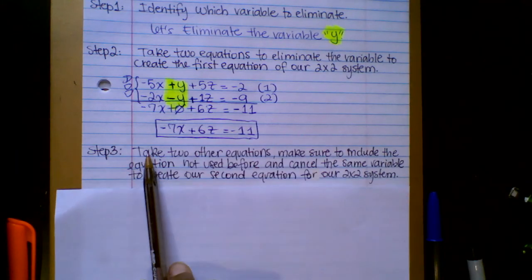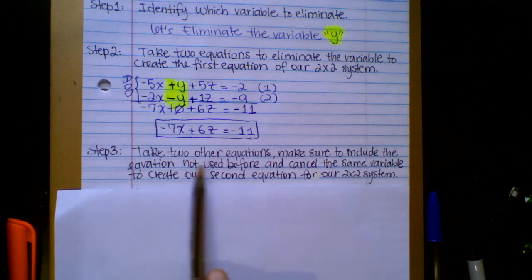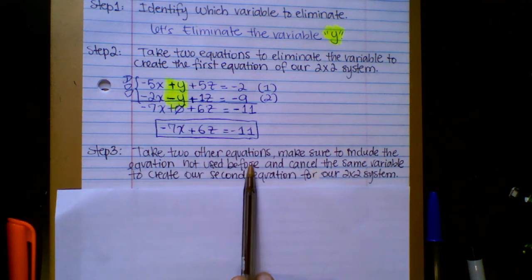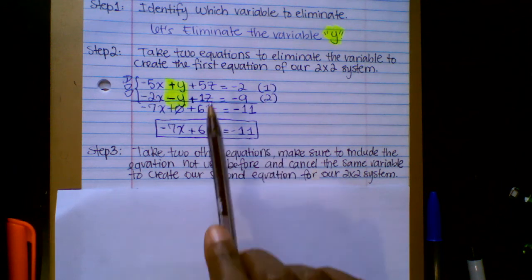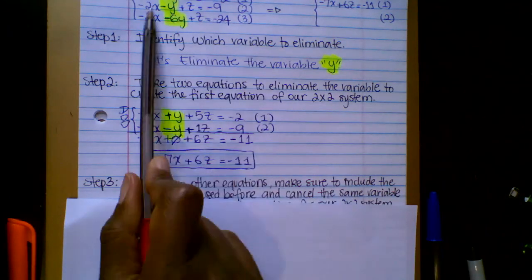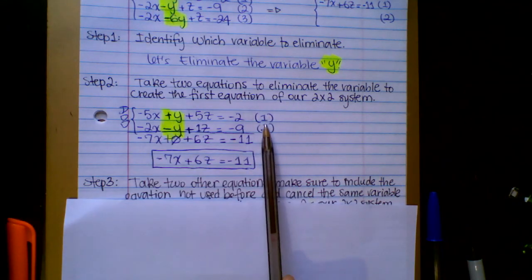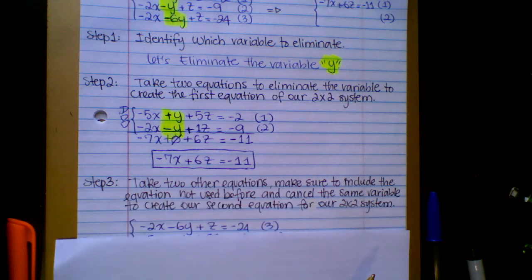So you want to take two other equations, okay? Make sure to include the equation I used before. So remember, I used equation 1 and 2, so the equation I used before is equation number 3. So it's equation number 3 right here. Since I already used equation 1 and 2, I have to make sure I use the equation I used before, which is equation number 3. Okay, that's why I have it here.